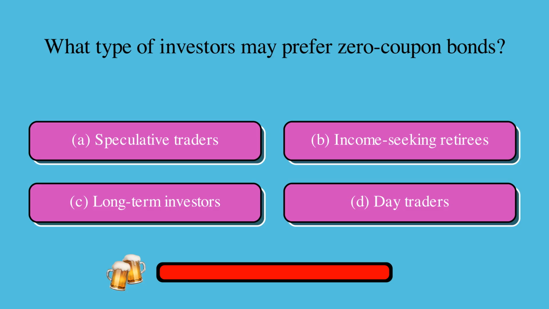What type of investors may prefer zero coupon bonds? Is it A, speculative traders, B, income-seeking retirees, C, long-term investors, or D, day traders?